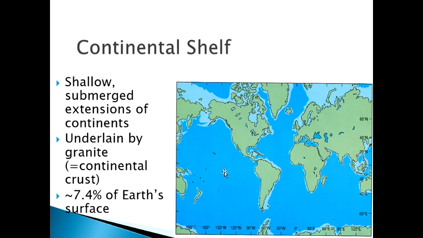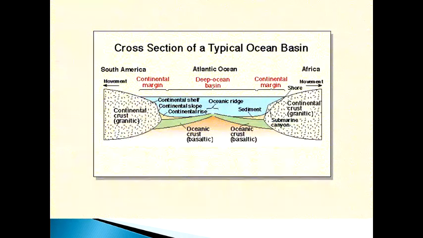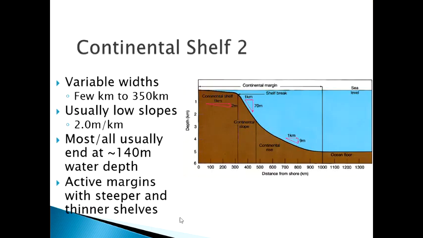These are the shallow submerged parts of the continents underlain by continental crust, and collectively it's about 7.5% of the Earth's surface. We've seen this slide before, just another picture. And another one here, just to refresh your memory, the continental shelf is the most landward part of these continental margins.